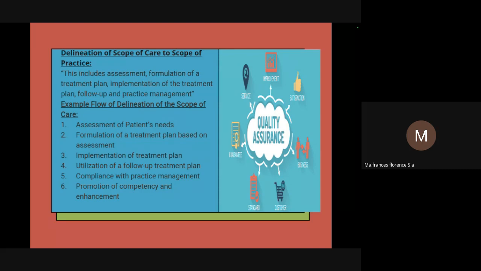The fifth one is compliance with practice management. It plans to develop and document policies and procedures to ensure the well-being, especially in following care guidelines and procedures and safe environment. The sixth is promotion of competency and enhancement, through continuing education, promotion in the scope of care.